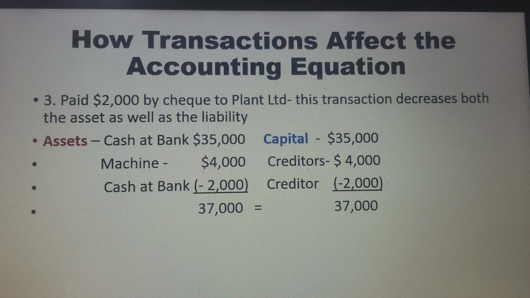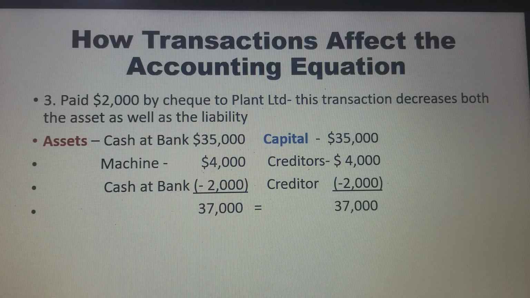So by the fact that we are paying the check, we are pulling money from our assets in the bank, the asset of the bank, right? It is reduced by what now? The $2,000. Again, we're paying Planters Limited because we owe them, and so we are reducing the liability by $2,000.